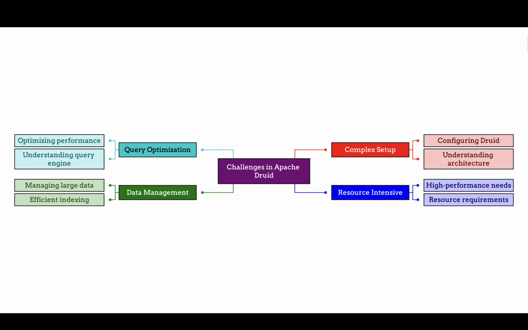Challenges in Apache Druid. 1. Complex setup. Setting up and configuring Druid can be complex, requiring a good understanding of its architecture. 2. Resource intensive. High-performance capabilities come with significant resource requirements, especially for larger deployments. 3. Data management. Efficiently managing and indexing large volumes of data can be challenging. 4. Query optimization. Optimizing queries for best performance requires deep understanding of Druid's query engine.